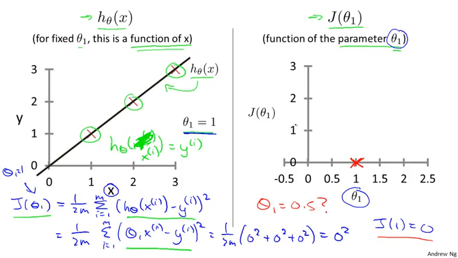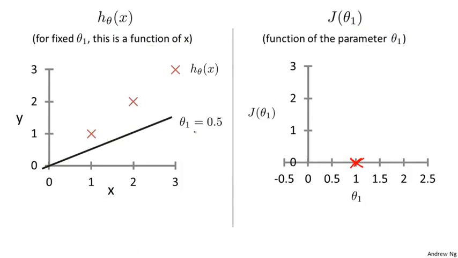Let's go ahead and plot that. I'm now going to set theta 1 equals 0.5, and in that case, my hypothesis now looks like this. There's a line with slope equal to 0.5, and let's compute J of 0.5. So that is going to be 1 over 2m of my usual cost function.